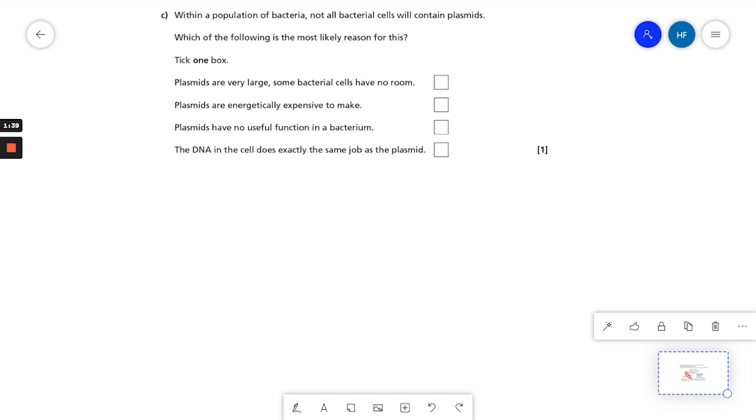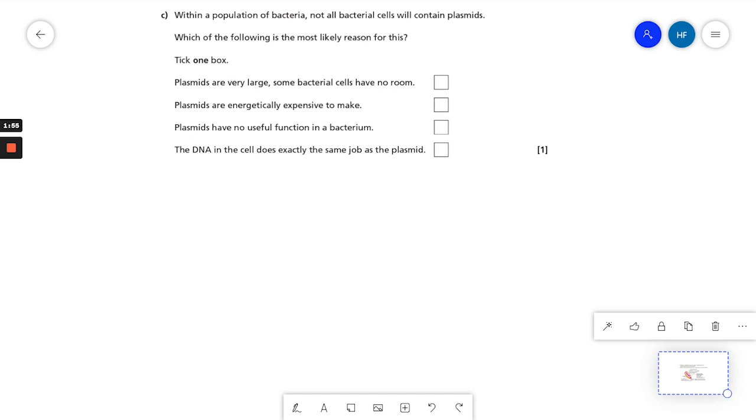Plasmids often contain DNA which give the bacteria a competitive advantage such as antibiotic resistance, and they also allow bacterial cells to move genes from one cell to another. Now let's have a look at the statements in the question.